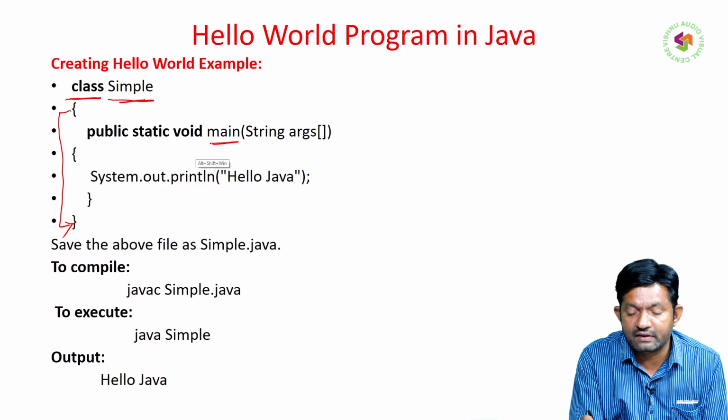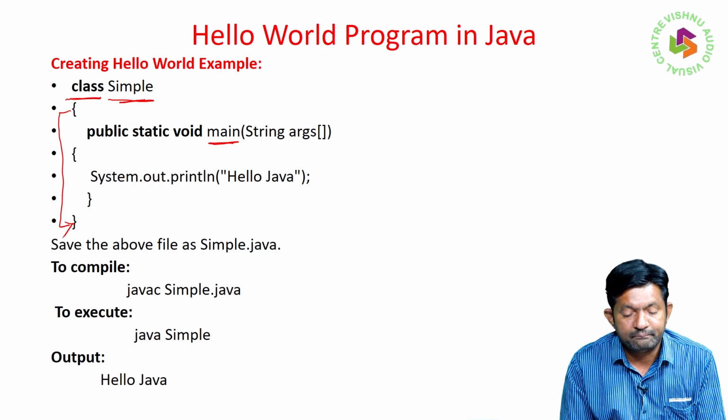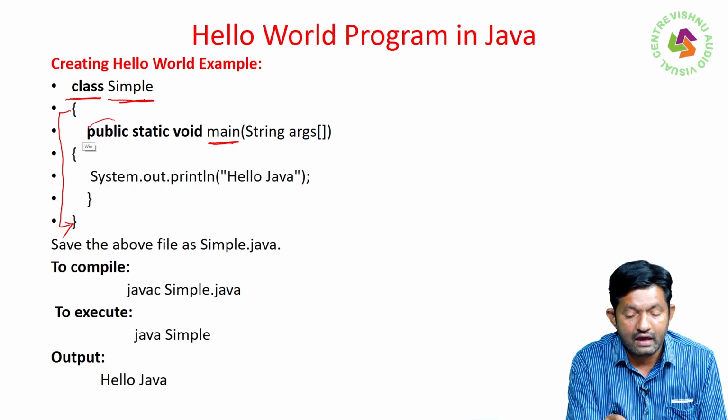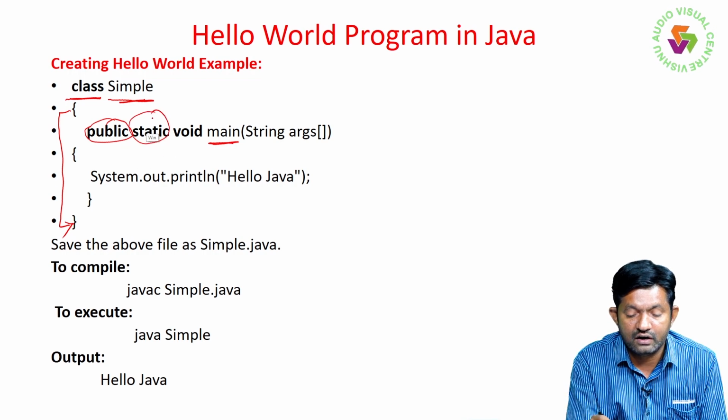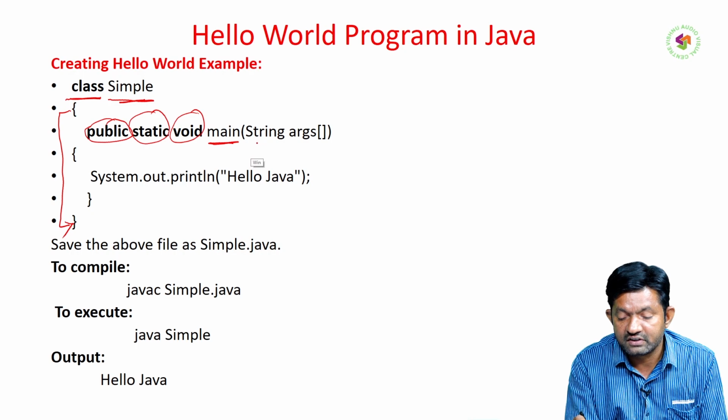So main is the method. We have to use the main method, as in all programming languages. The entry starts with main only. Public static void main String args. Public is the access specifier. Static is the keyword. Void is the keyword in Java. Main is the method. String args.